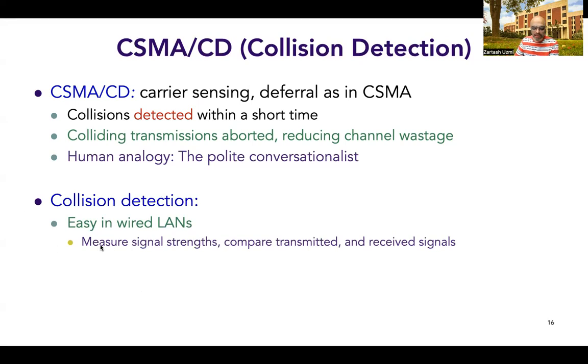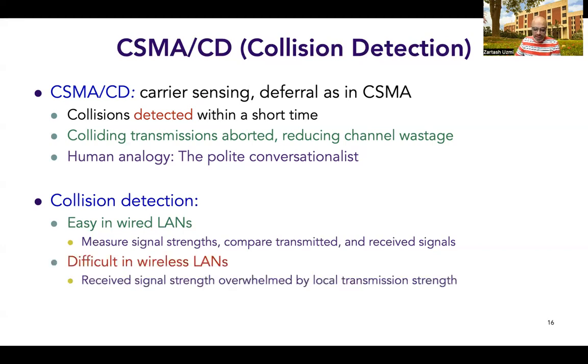In the case of wired LANs, it is easy to detect the collision. What you do is that when you are transmitting, at the same time your receiver is also receiving. So you compare the transmitted signal and the received signal, and you measure the signal strengths. The difference between these signal strengths will tell you whether you are transmitting at the same time when somebody else is transmitting, or when you are receiving something. In the case of wireless LANs, it is difficult to detect when the collision happens. So that's why we do not use CSMA CD in the case of wireless protocols.